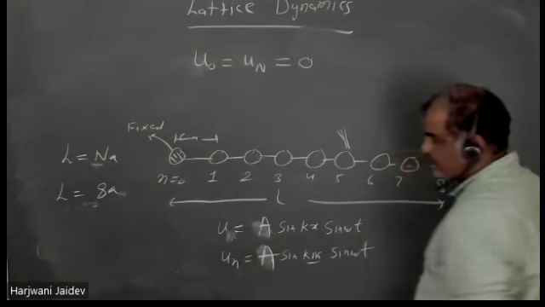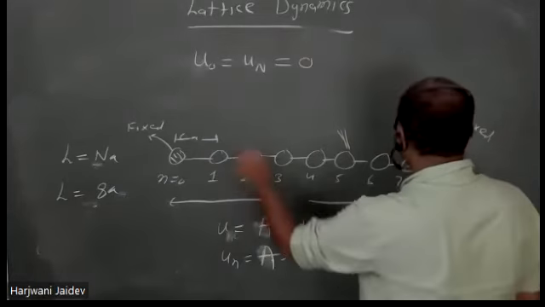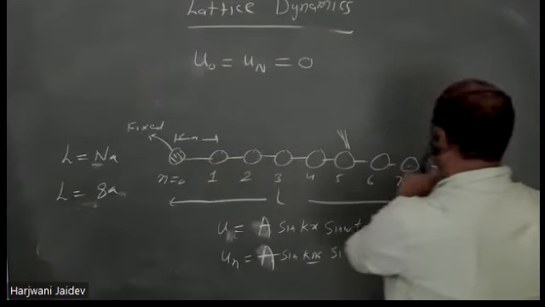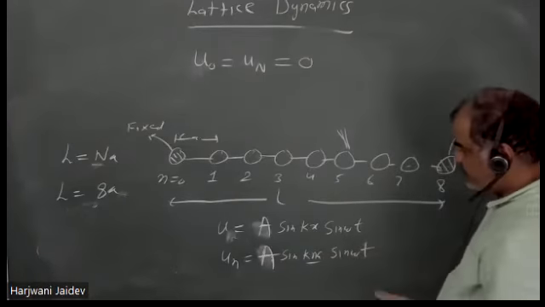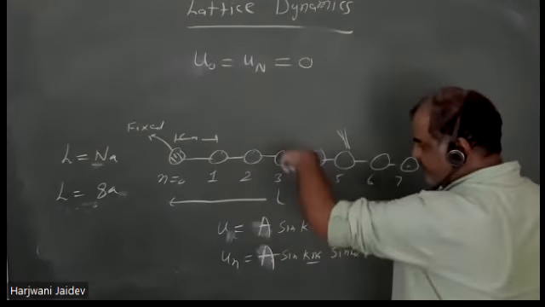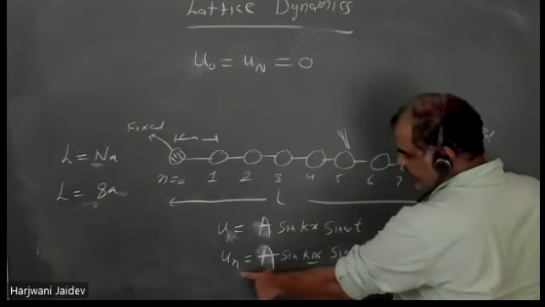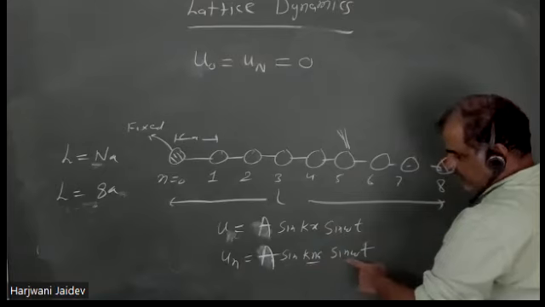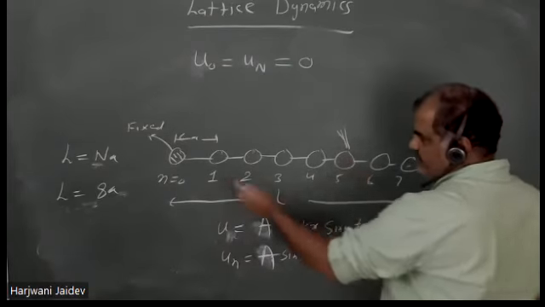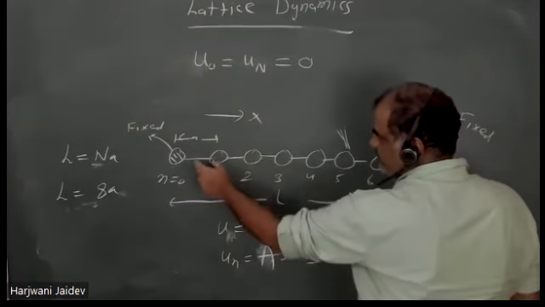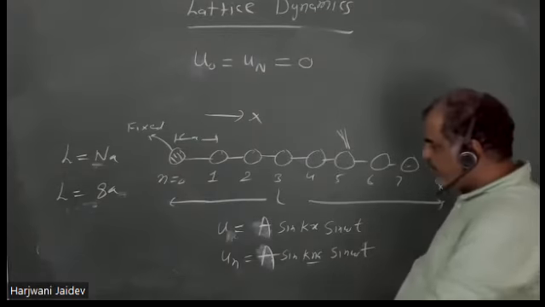So I am writing the amplitude here, because the end points are fixed. Whatever wave is produced here will be a standing wave. A standing wave will not transfer energy, it will simply oscillate. Now if I want to write the amplitude of the nth atom, it will be a sin k na sin omega t. For example, for the fifth atom, the x direction values will be a, 2a, 3a, 4a, 5a. In this way we can write the amplitude of any atom.